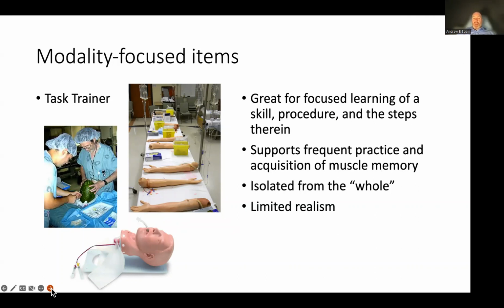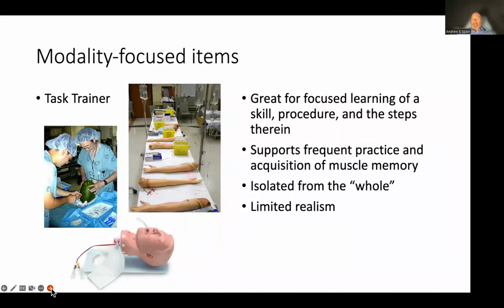Task trainers, things that you see out here on the screen, are very commonly used in EMS, of course, and really help us with a lot of the things that are needed to embed those core skills that we use all the time, over and over and over again, as part of the larger care. It could be patient assessments, it could be these hard skills like airway management or doing procedures, IVs, any of these sorts of things like that.